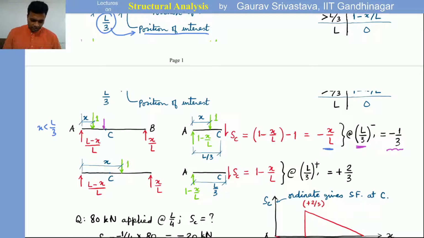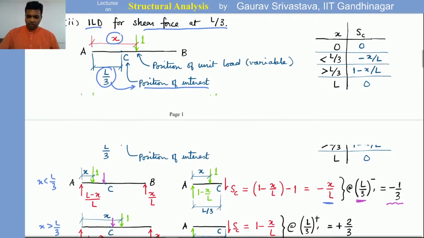Similarly, we consider the other case where X is greater than L by 3, where this unit load is being applied at a location beyond the point of interest. In this case, the shear force comes out to 1 minus X by L. And from here, we can evaluate what happens when the unit load is just to the right of the point C. That comes out to plus 2 by 3.